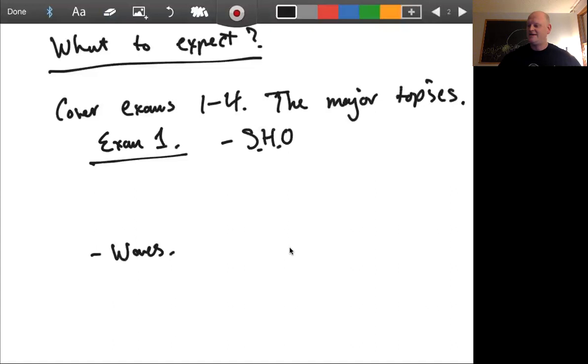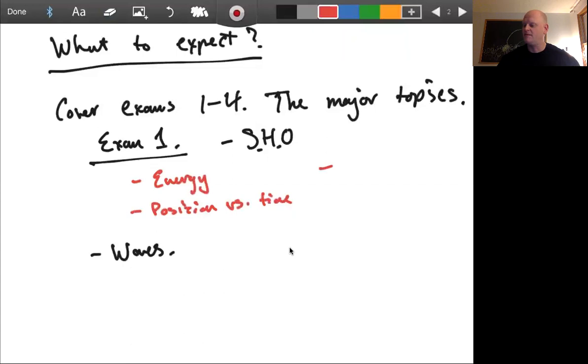Well, for simple harmonic oscillation, what you want to pay attention to are things like energy, position versus time, period and frequency. Those are kind of the major things that we looked at there. So again, position versus time, that your x of t is equal to A cosine omega t plus the phase factor. Energy is then your kinetic energy plus potential energy, as well as the total energy. And then your period and frequency, all that kind of good stuff together.